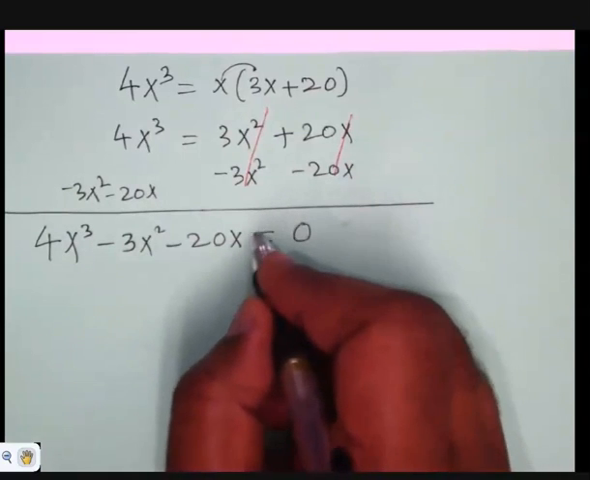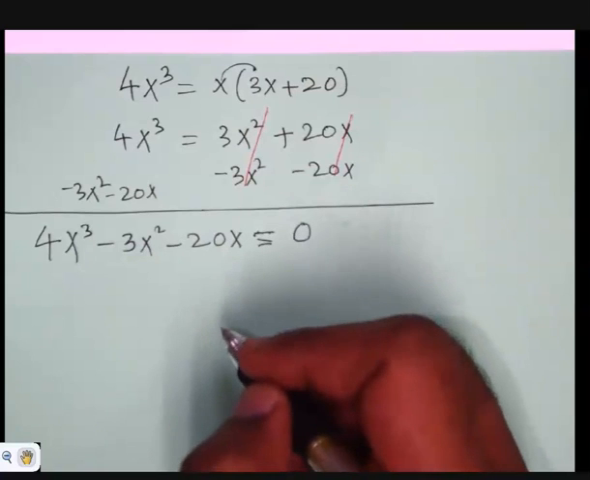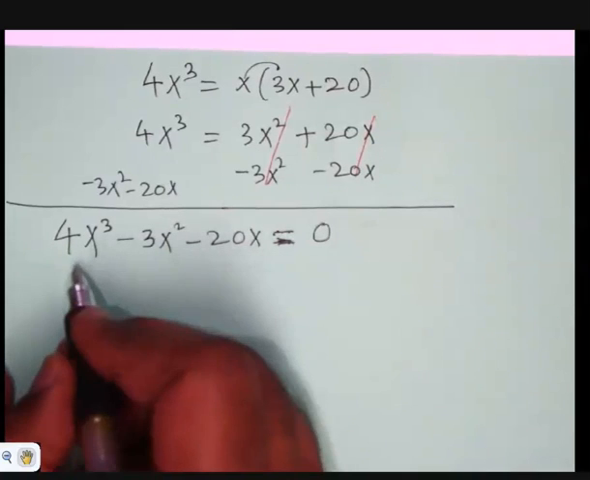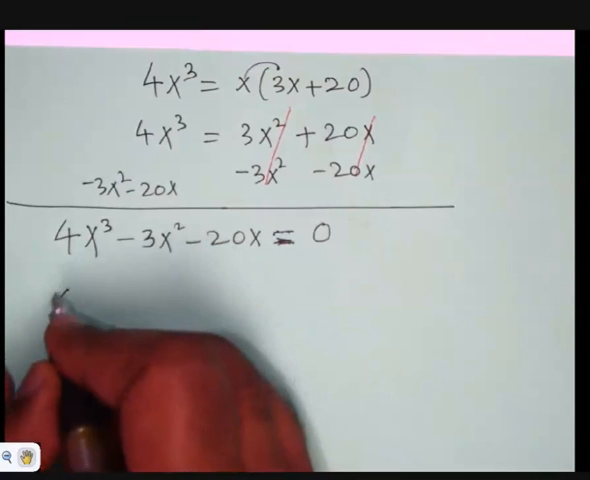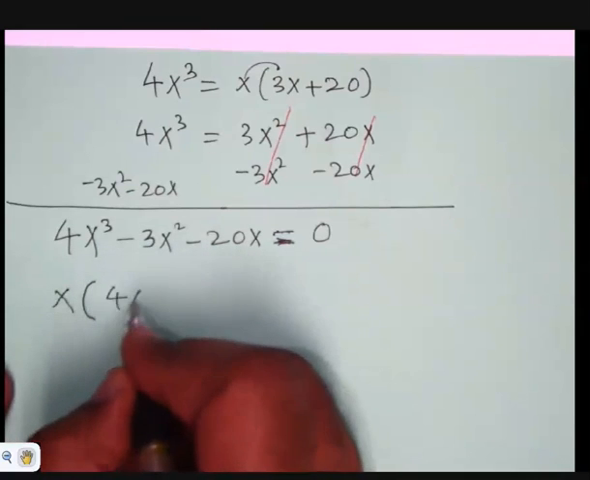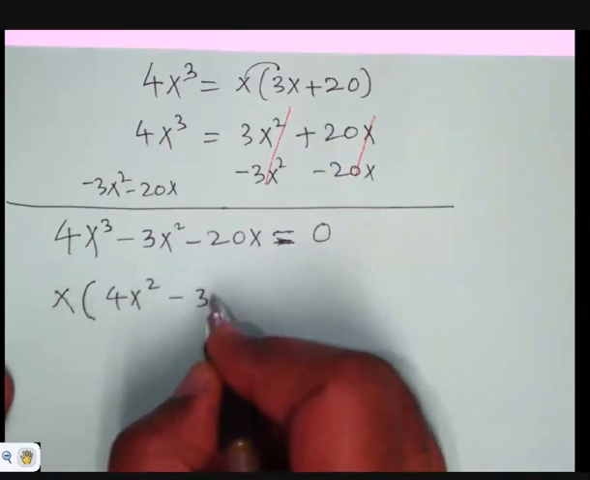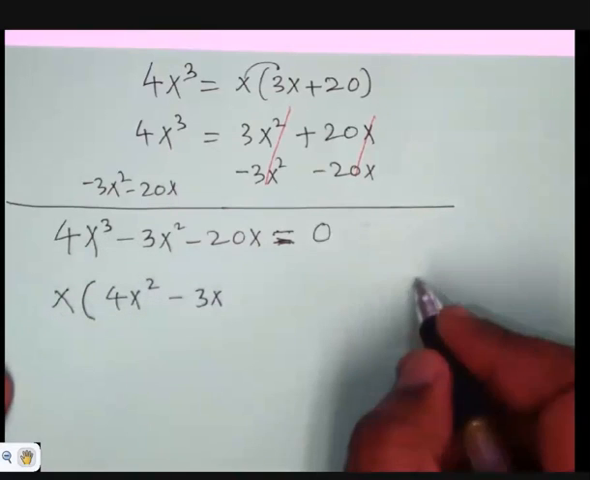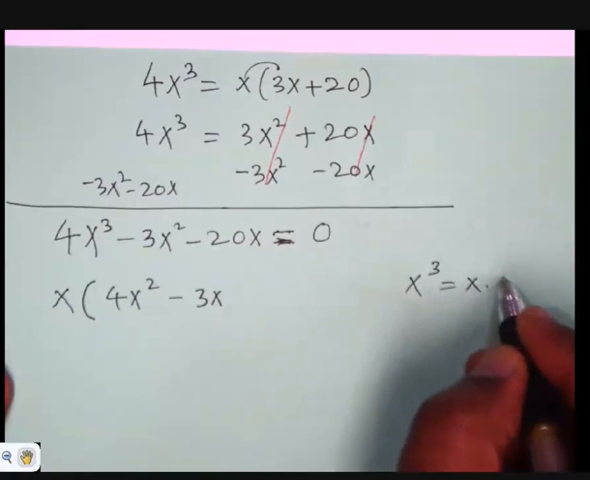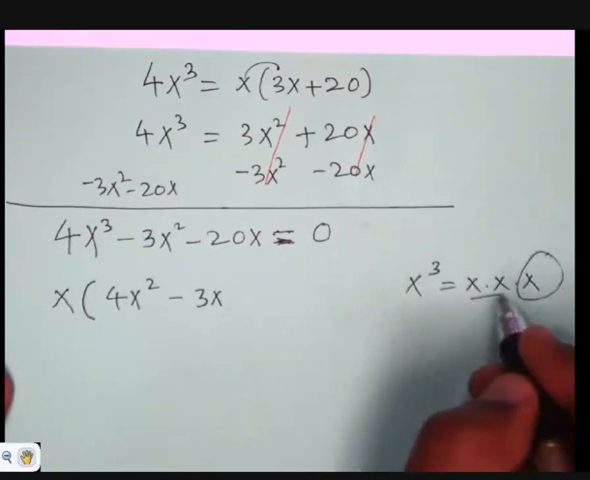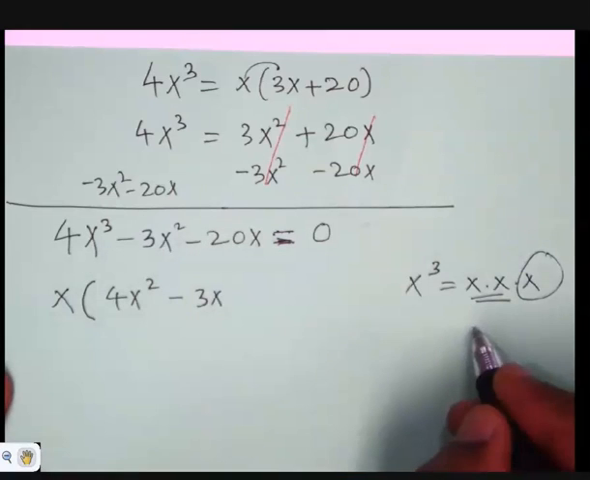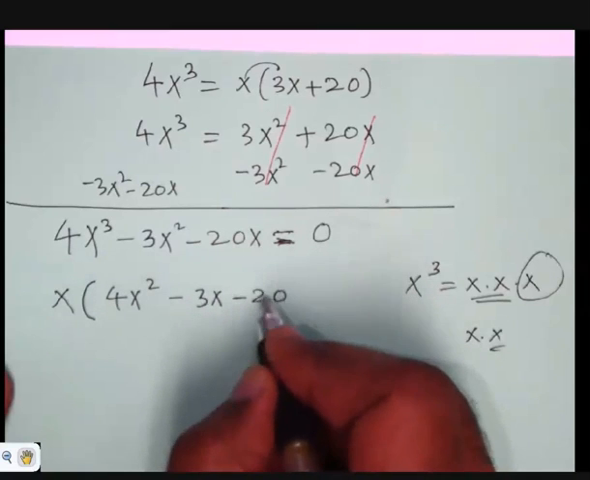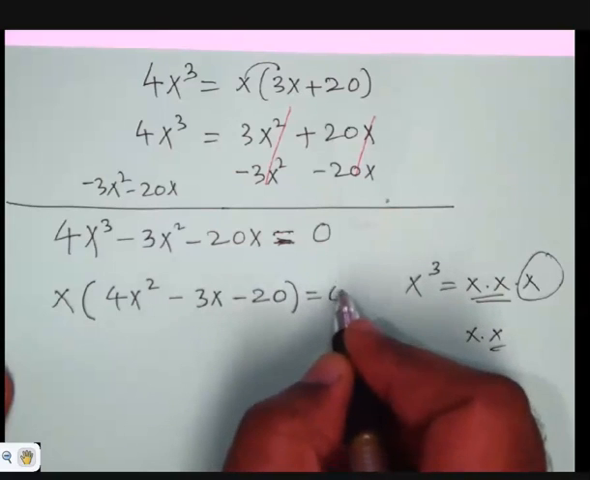Is there any greatest common factor here? You don't have anything except x, right? x is there everywhere. And this is an odd number, so you cannot take 2. I'll just write x outside. 4x squared minus 3x, right? From x cubed, one x is taken out, so you're left with x squared, because x cubed means x times x times x, one gone, so you got x squared. Similarly, from 3x squared, x times x, take off one, the other is left. Minus 20. This is equal to 0.